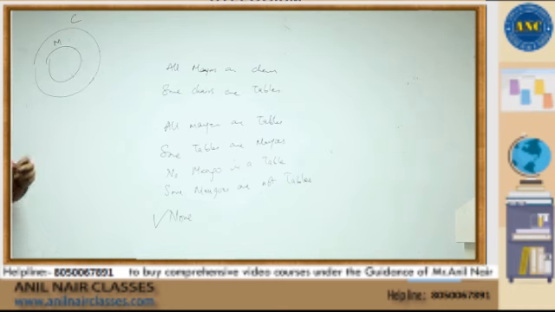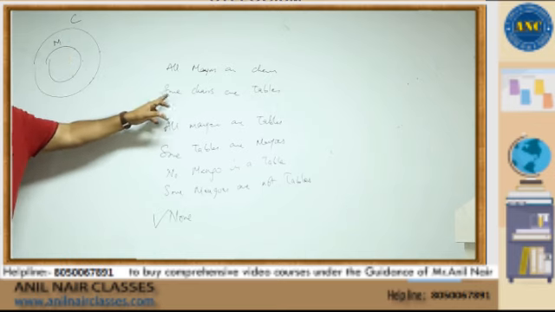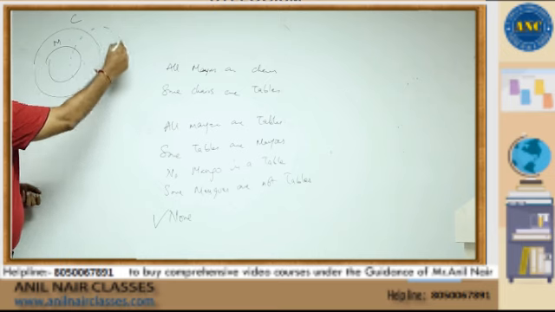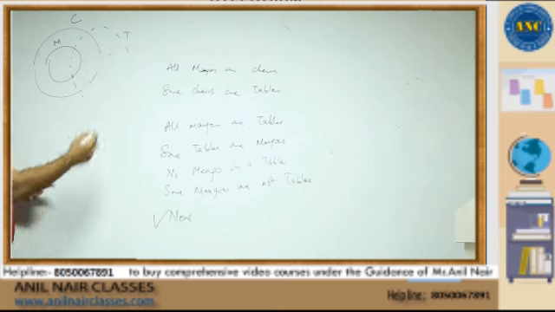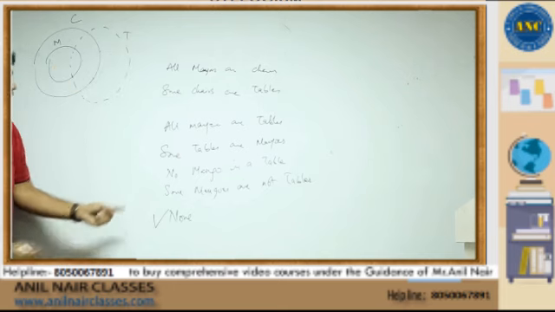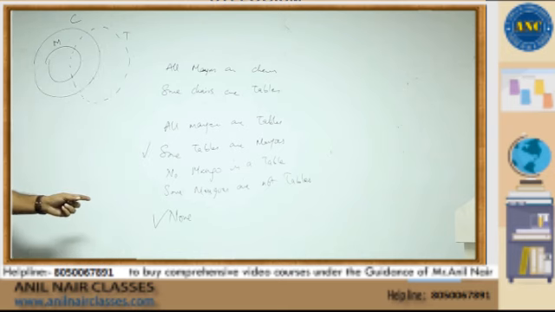Right. Okay. So, where are we? All mangoes are chairs. So some chairs are tables. Generally, what your mind is saying is some mangoes are tables. So if you draw this particular diagram, you will think that some mangoes are tables or some tables are mangoes, and you end up marking this as the answer.